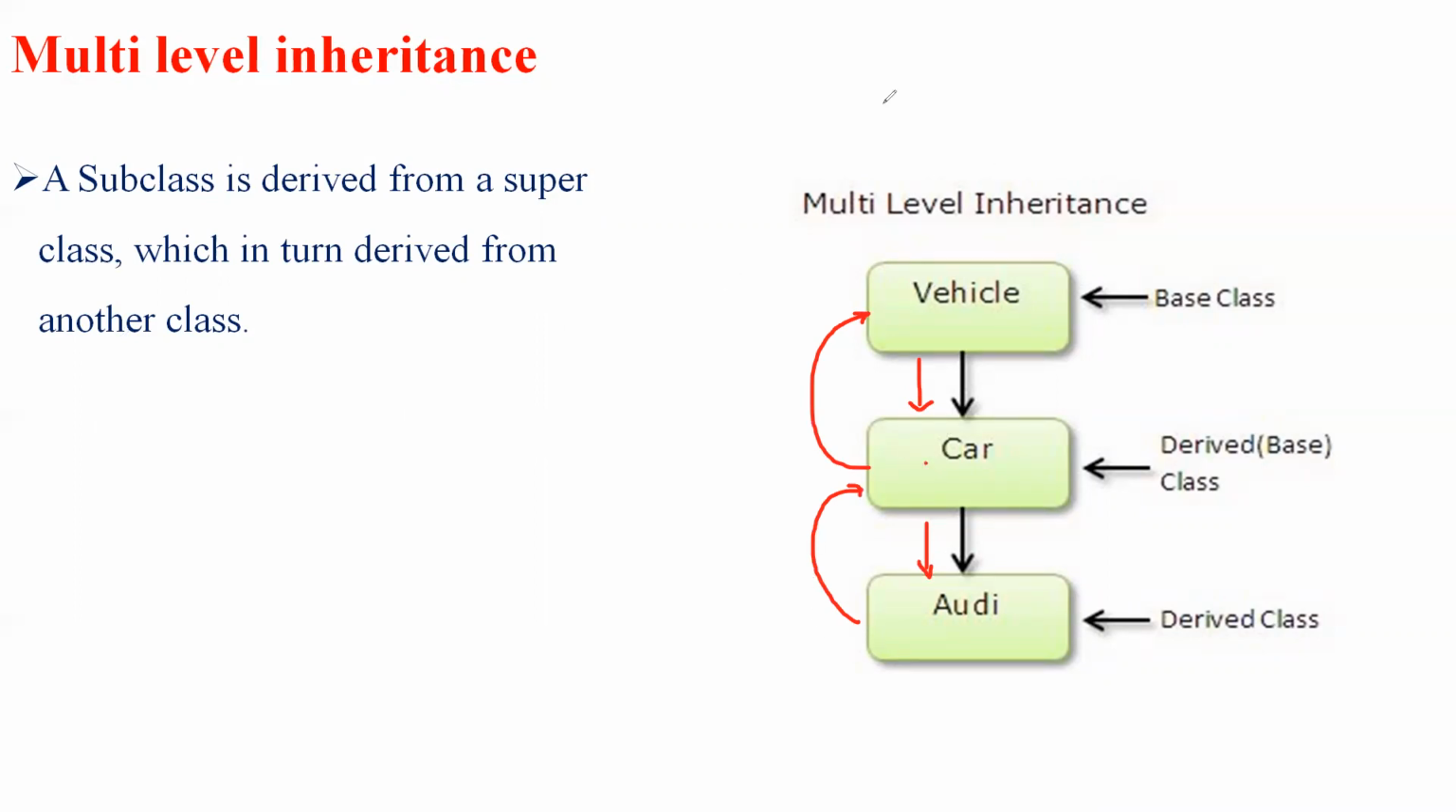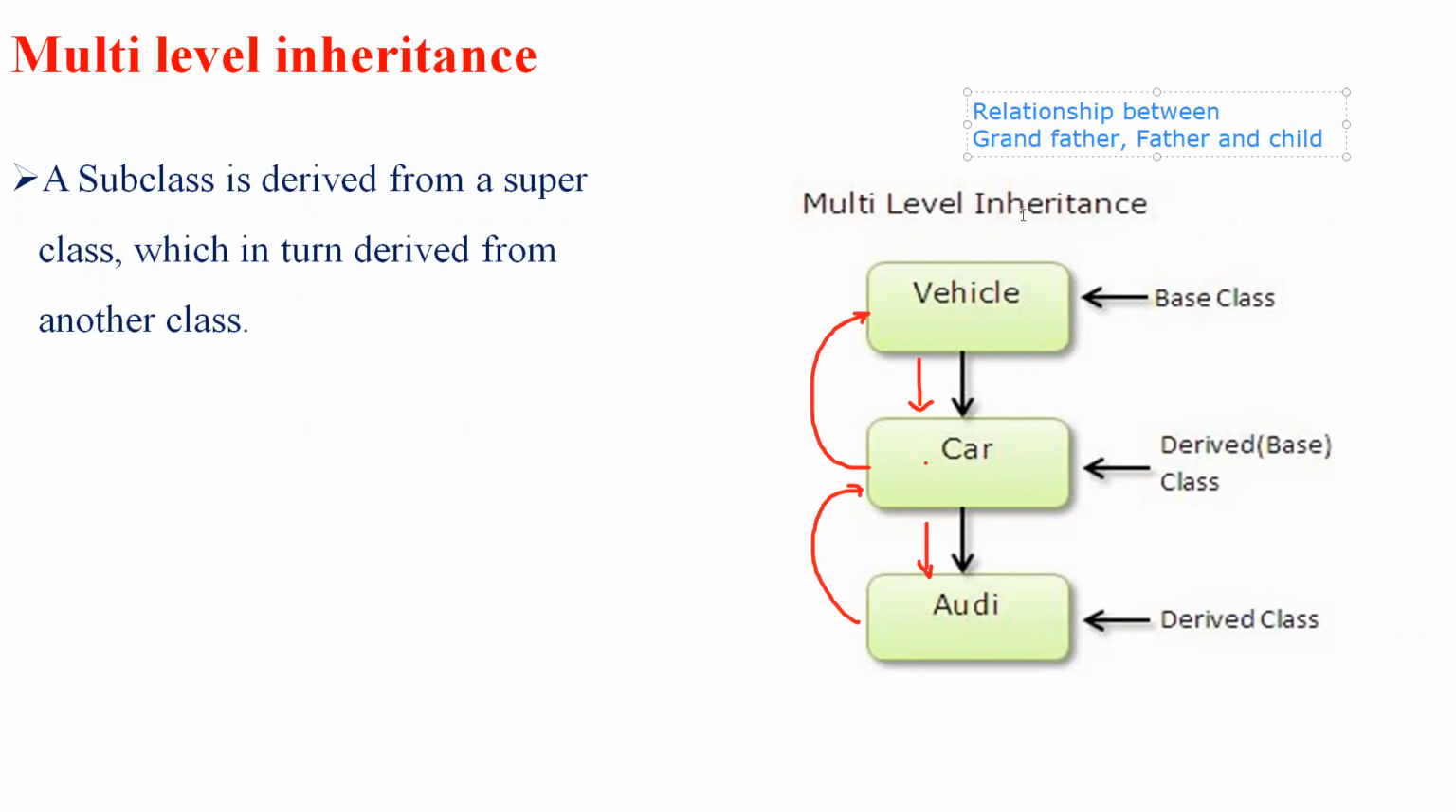So it is a relationship between a grandfather, father and a child. This multi-level inheritance is something like a relationship between grandfather, father and child. So it's a relationship between grandparents and a child.